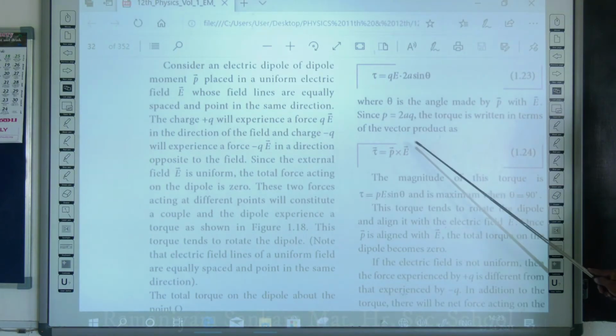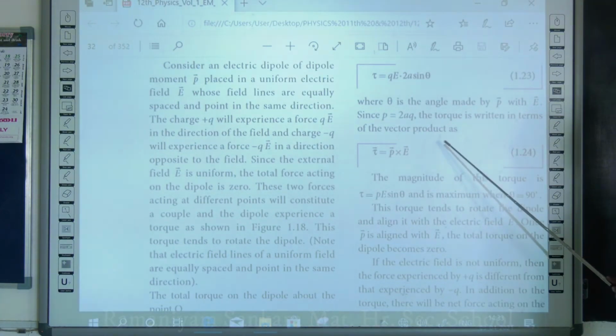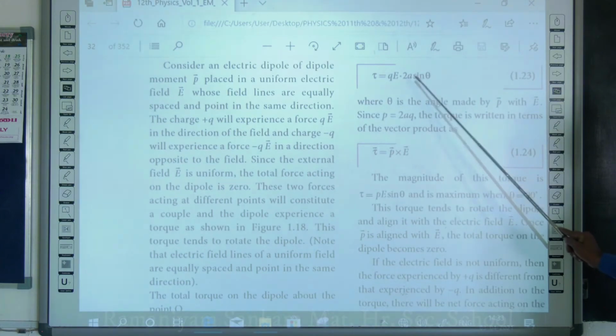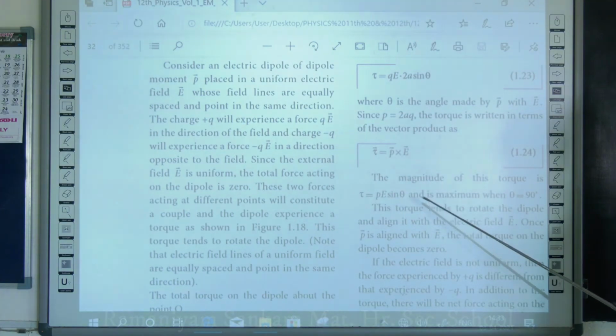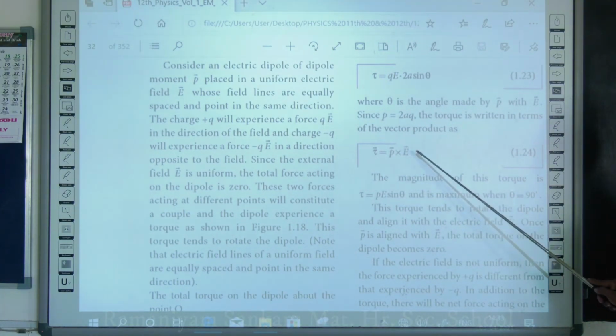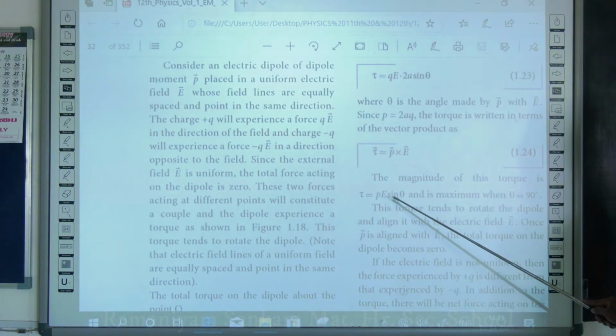In the reverse order, we can write pE sin theta as nothing but p cross E vector. A cross B equals AB sin theta. In reverse order, AB sin theta equals A cross B. Like that, pE sin theta equals p cross E vector. This is the vector form of the torque. So the value is pE sin theta, small p, don't put capital P.